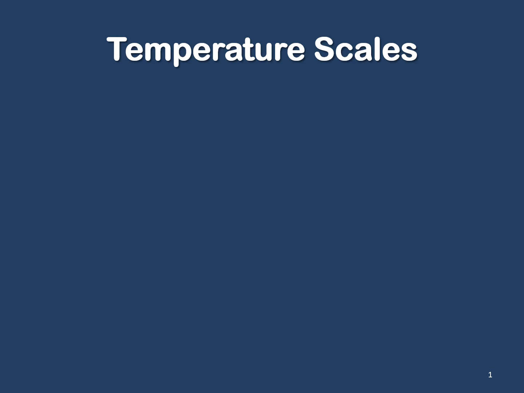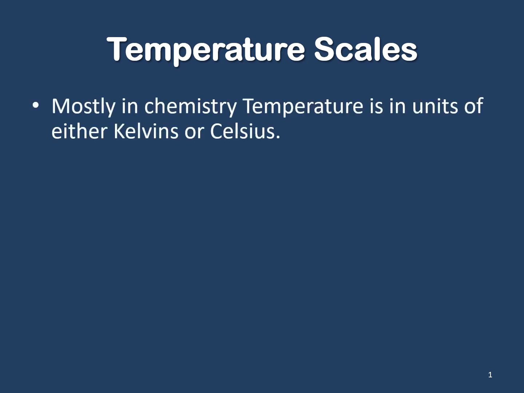Hello Chem 1A, this is Chapter 1, Lecture Video 5, and we're going to be continuing our discussion of units, starting with temperature scales. There are 3 different temperature scales out there as a major thing. The 3 that we commonly see are Fahrenheit, Celsius, and Kelvin.